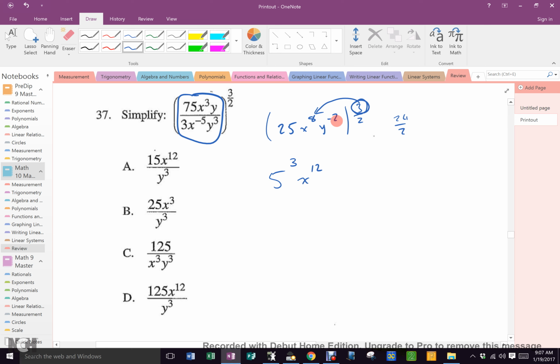X to the 12th. What's this one? What happens to the 2 and the 2? Cancel. So that's y to the negative 3, yeah? Where do negatives have to go? What if they're already on the bottom? Where do they go? Up, right. Y cubed. And what's 5 cubed? 125.